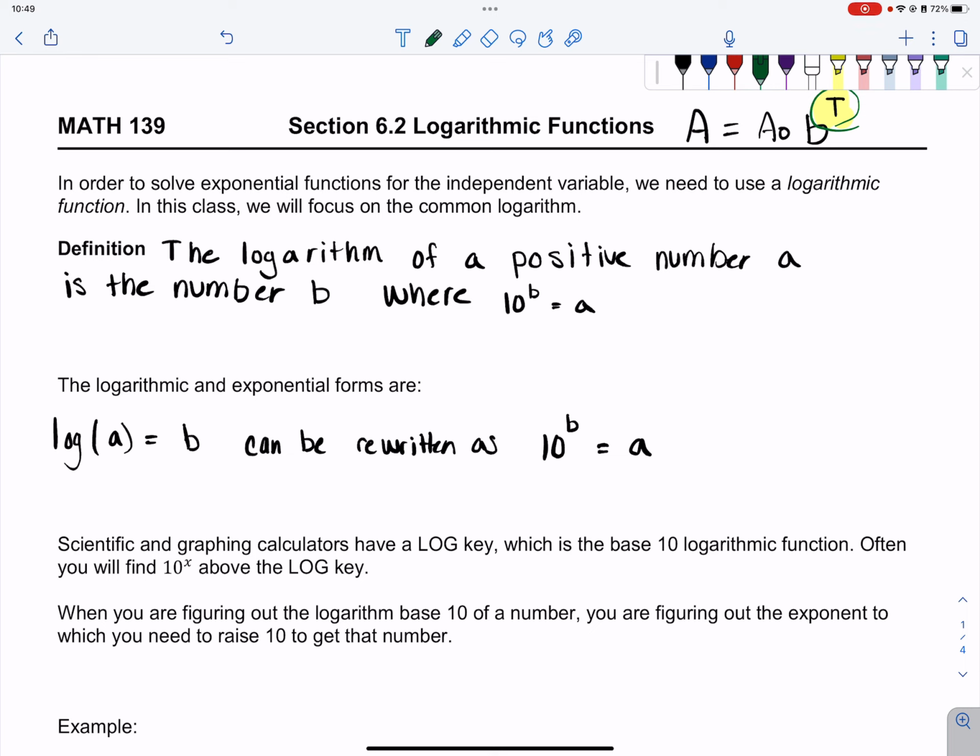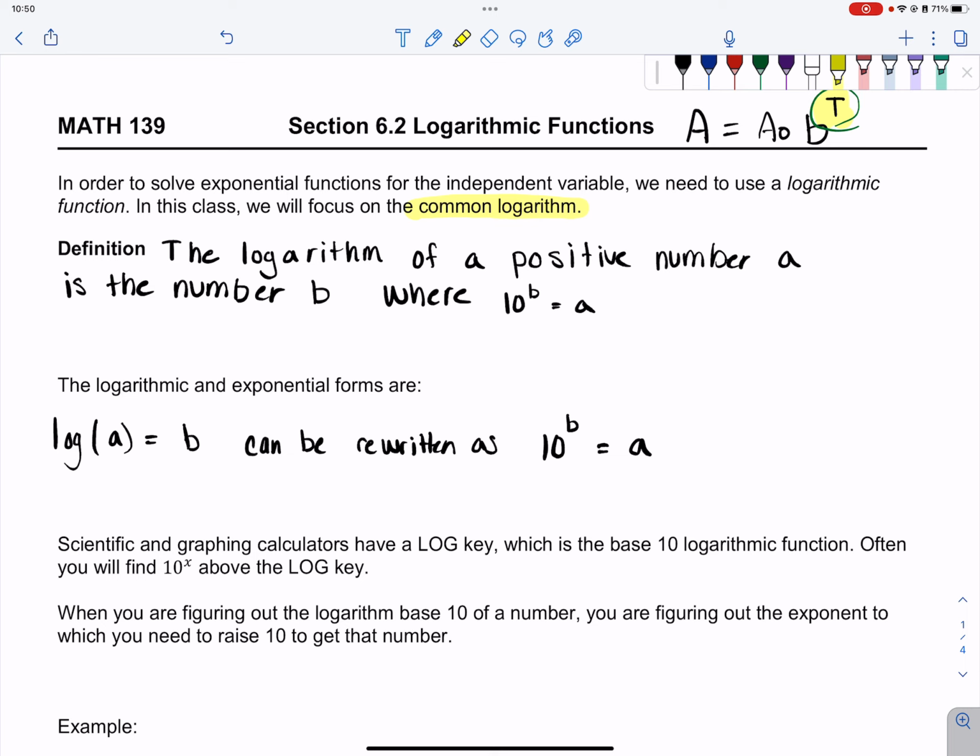So in this class, we are only going to be looking at the common logarithm. This is the standard one that should be on your scientific calculator. Your scientific calculator has two logarithms on it, the natural log and the common log. We're only going to be looking at the common log, which is base 10. It's the one that just says log on the calculator. You should be able to find it on there.